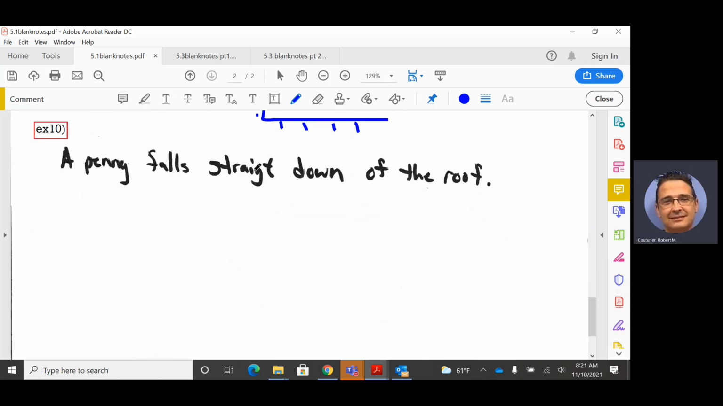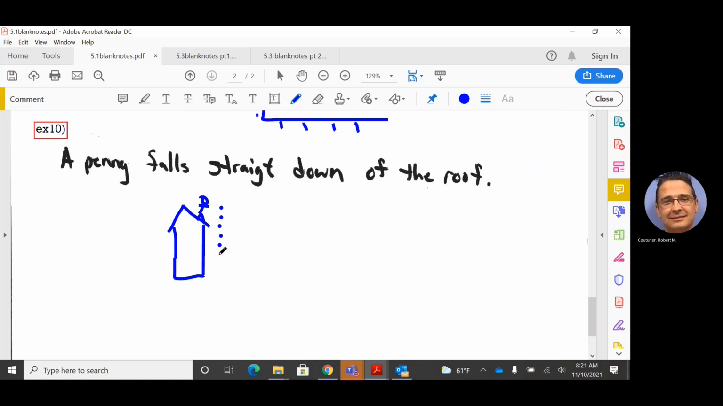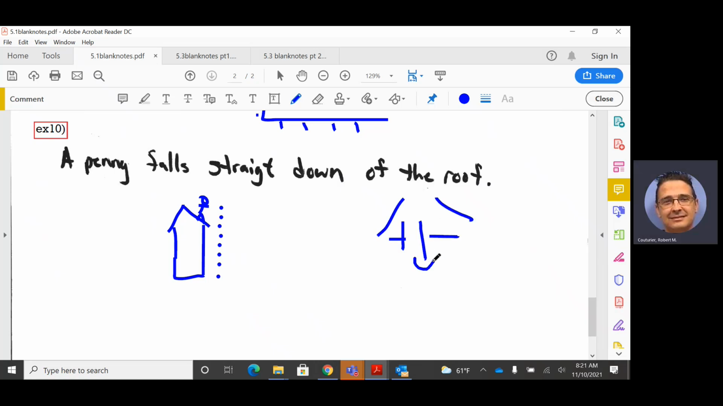And then you have a penny that falls straight down off of a roof. There's a house. Somebody's standing on the roof, right? And they drop a penny, and this penny is falling straight to the ground. What kind of slope does that represent? Is it positive? Is it negative? Is it zero? Is it undefined?